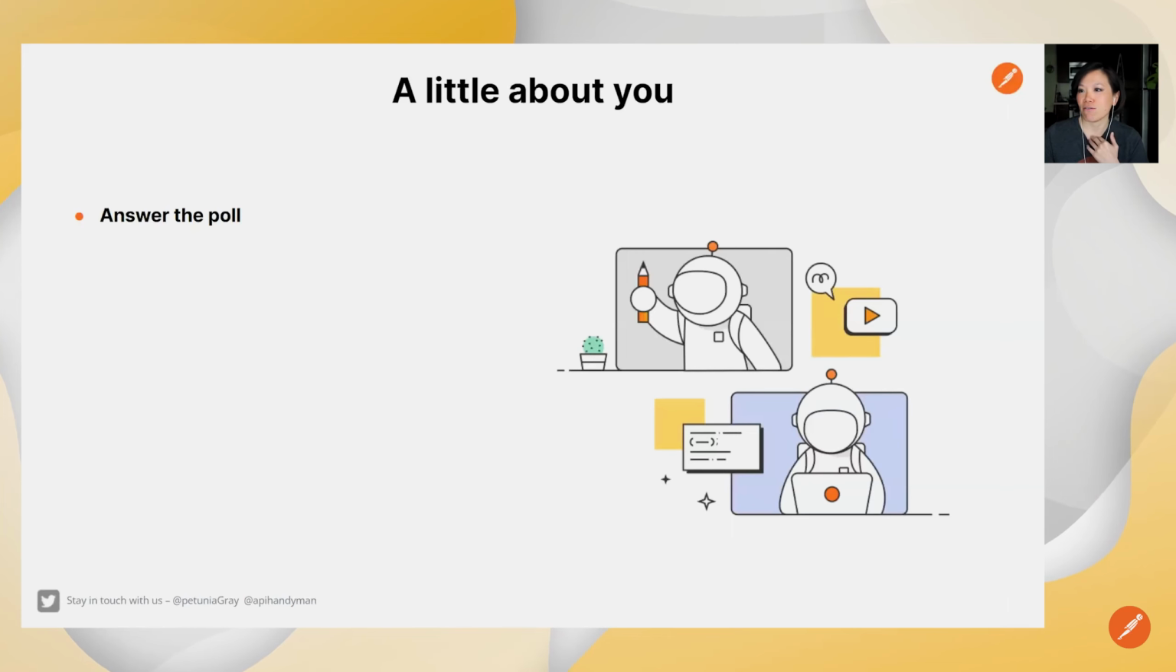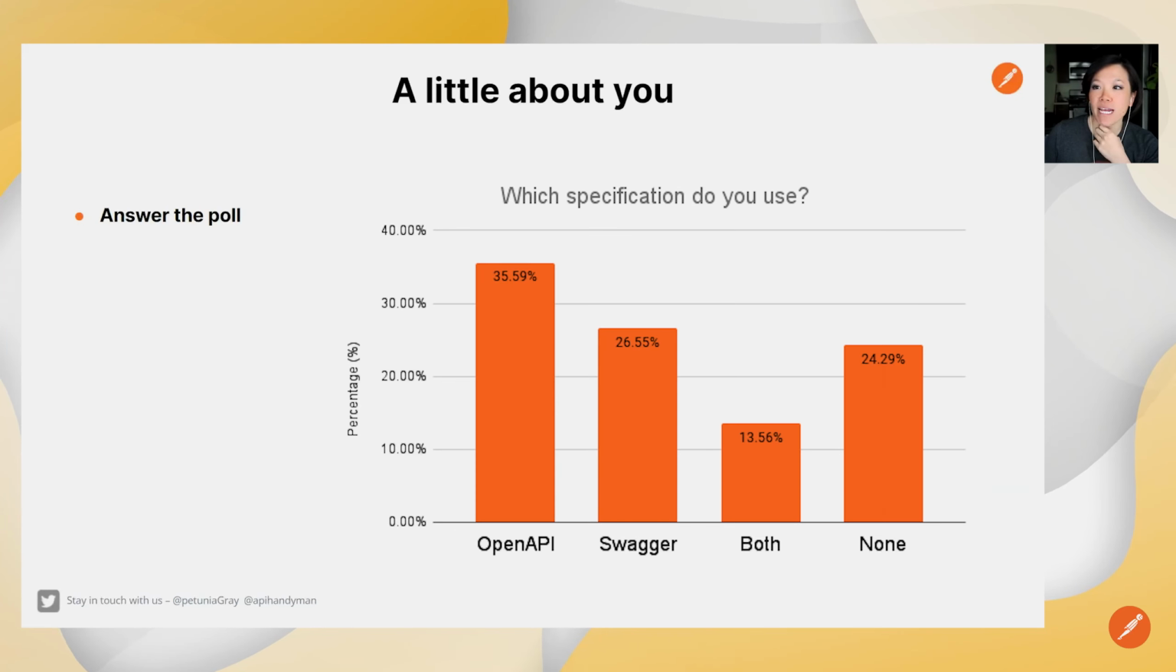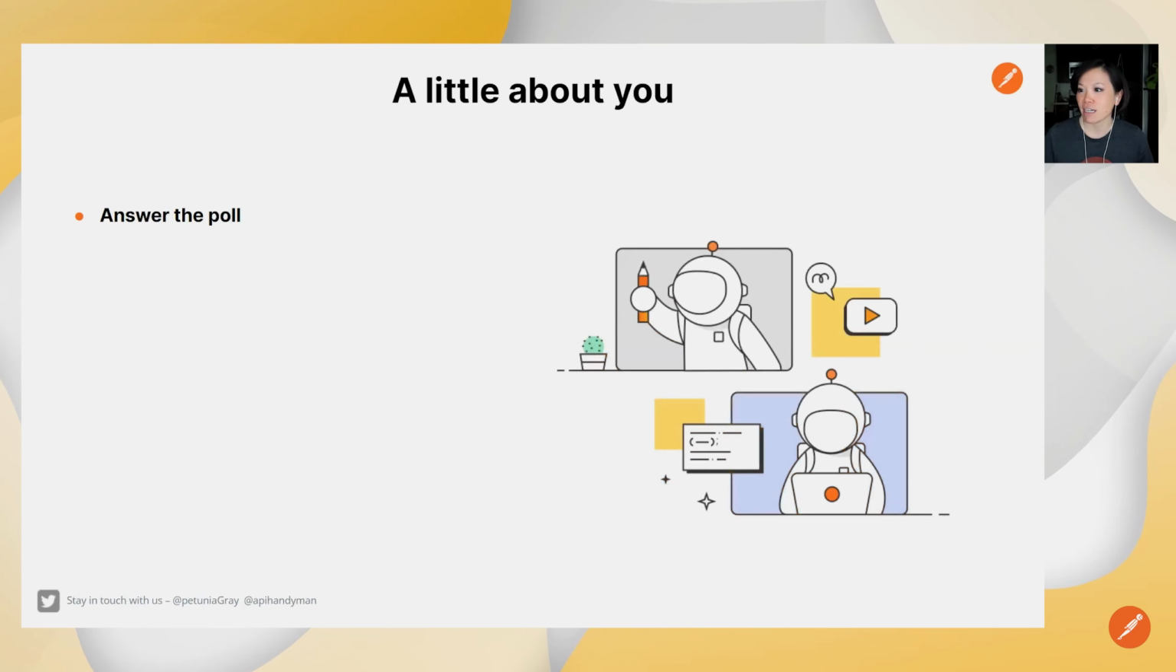Thank you very much for participating and answering. The answers are coming in fast and furious. Okay, so I'll just end the poll right now. Get your answers in right now. Do you use Swagger, OpenAPI, both, or none? So I will share the results. It looks like the winner is OpenAPI with 36%, then Swagger with 27%, 14% are using both formats, and then 24% are none. So that's great. There's people who aren't even using a specification yet, and this is their chance to get their feet wet. Amazing. Thank you very much for sharing that.